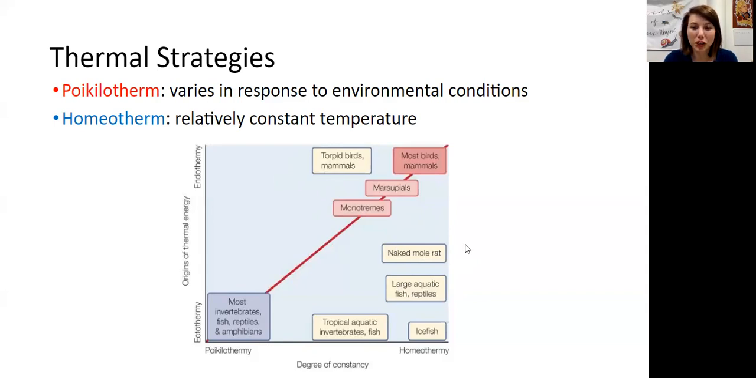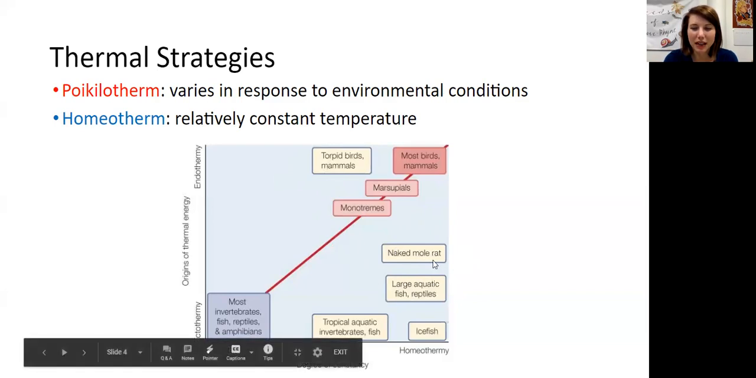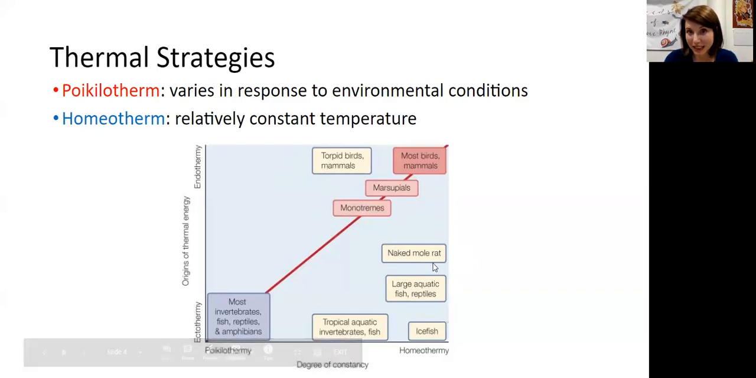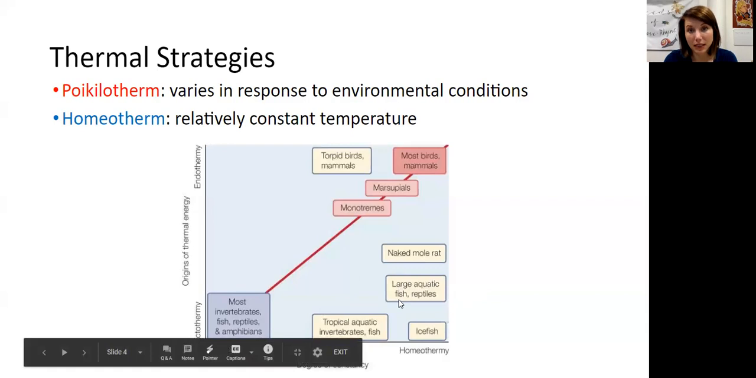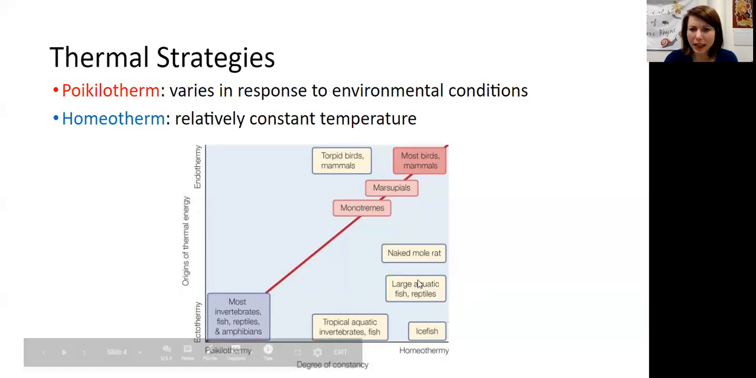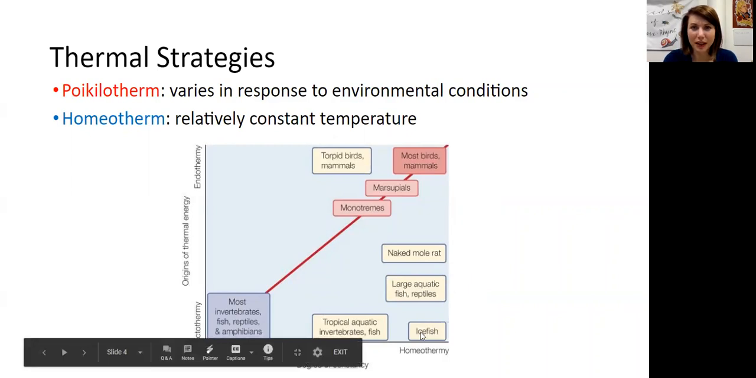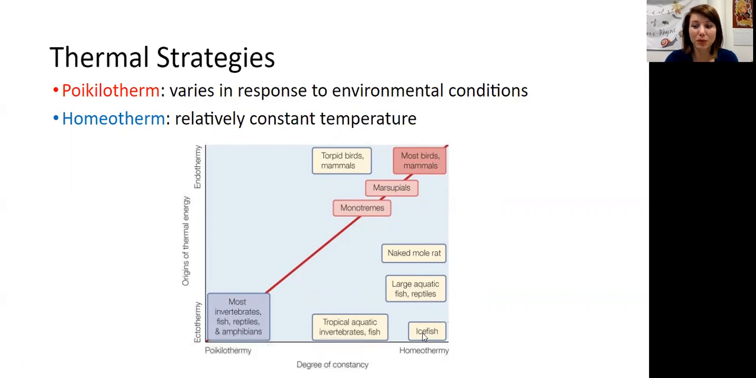When we look at really large fish and reptiles, their really large body size actually ends up playing a role here because of that surface area to volume ratio. They're able to maintain a more constant temperature because of their size. And this is the reason why we actually think that dinosaurs were probably homeotherms, even though they were ectotherms as well. And then ice fish are also just a really exceptional group of animals, and we'll talk a little bit later on about what makes this group so exceptional.